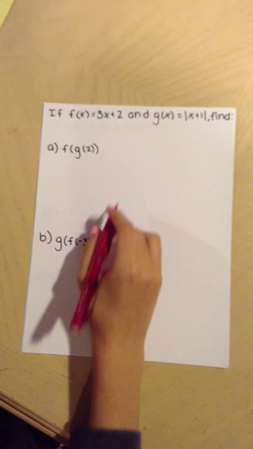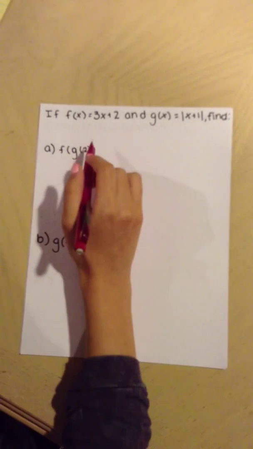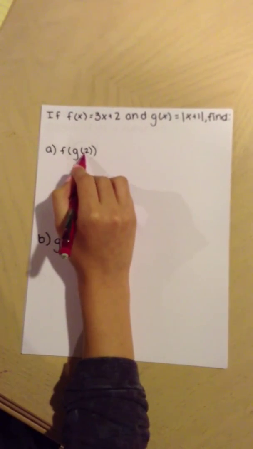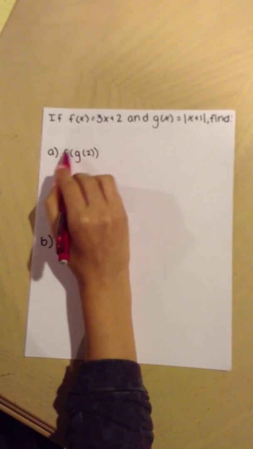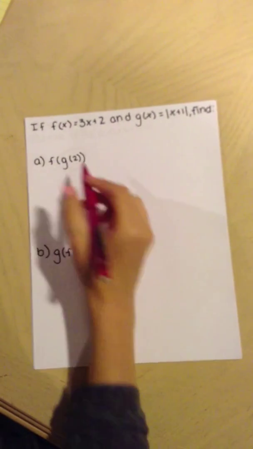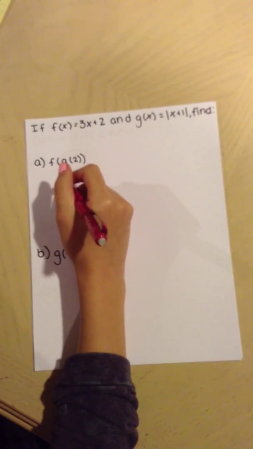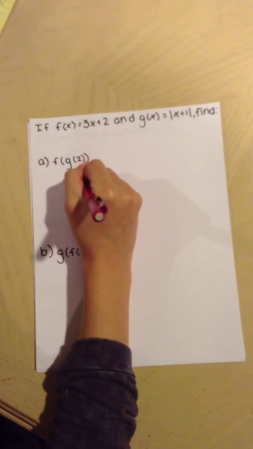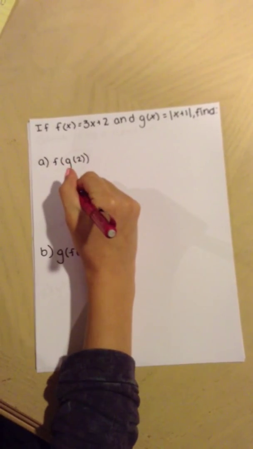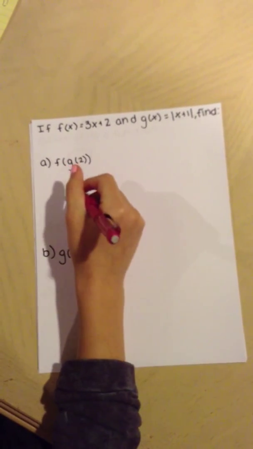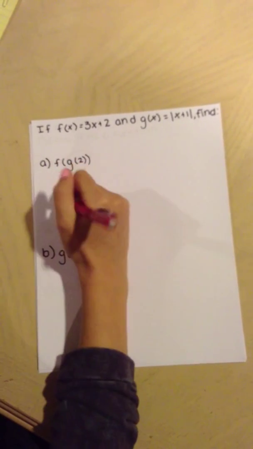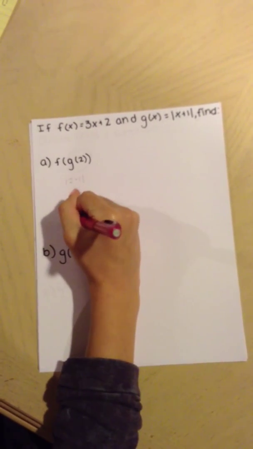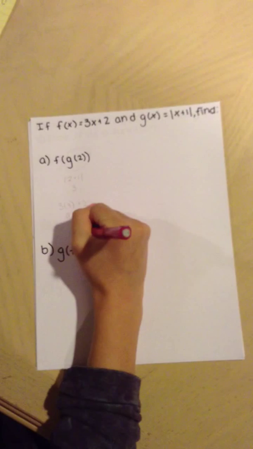Now for these, f of g of x, first you do the one inside of the parentheses, you get your number, and then you take the f of whatever that number is. So now, first we're going to do g of 2. So g of 2 is 2 plus 1, and that is going to get you 3. And then you're going to plug that into f. So 3 times 3 plus 2, which is 9 plus 2, which is 11.